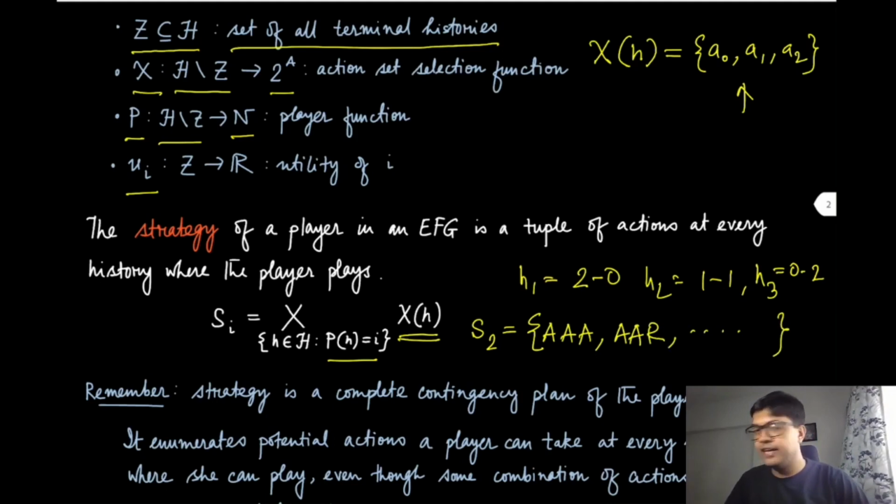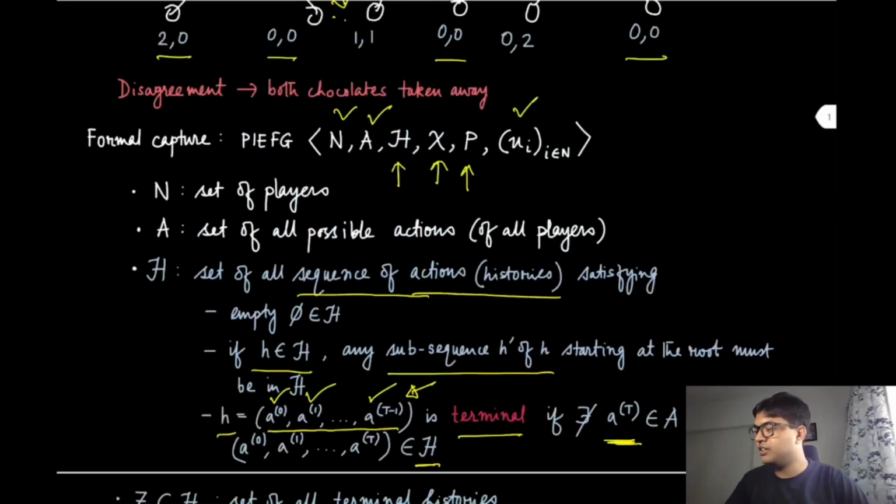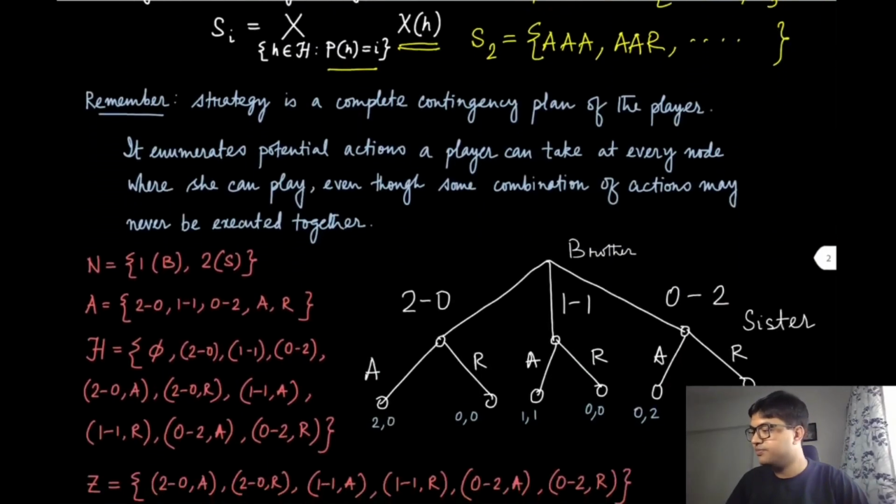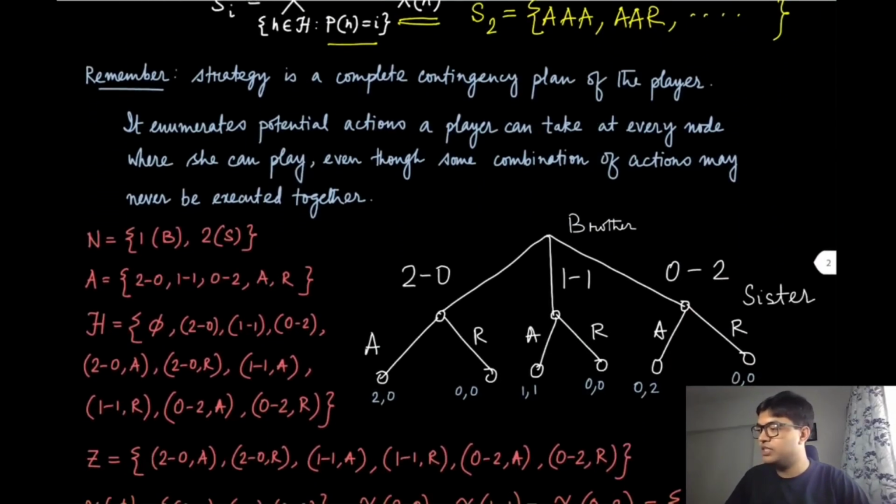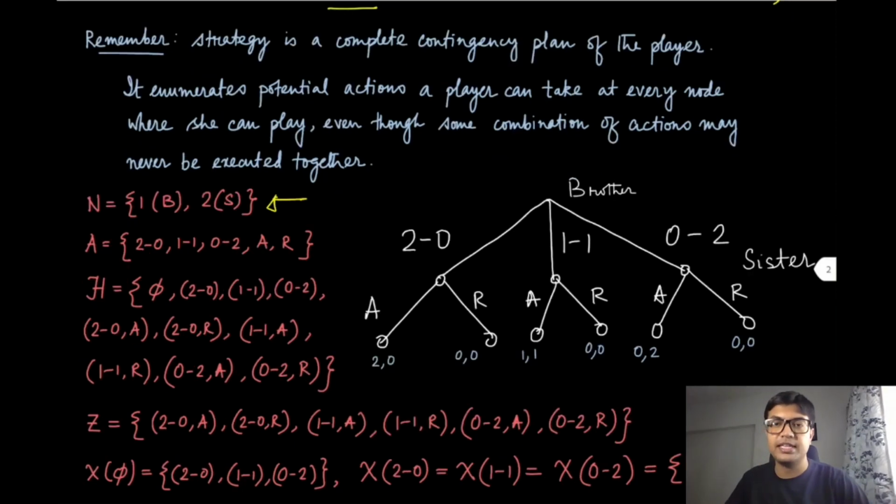So let us do a quick review of all the components of this perfect information extensive form game by looking at the same example that we started with. What is the set of players in this case? We are representing the same perfect information extensive form game using the notation that we have developed. There are 2 players, player 1 and player 2, which are the brother and the sister respectively.